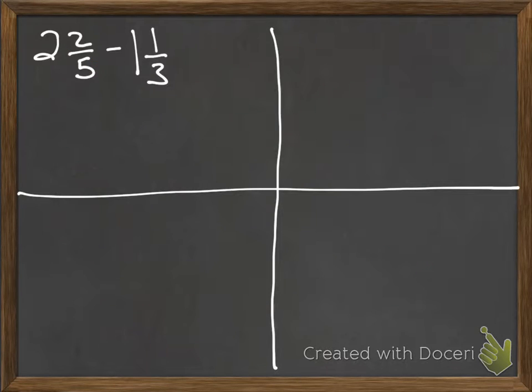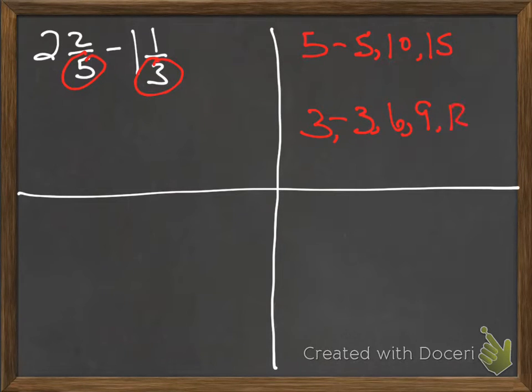All right, let's subtract. As you can see here, our denominators are different, so we need to find a common denominator. So 5 times 1 is 5, 5 times 2 is 10, 5 times 3 is 15. So 3 times 1 is 3, 3 times 2 is 6, 9, 12, and 15. So our denominator is going to be 15.